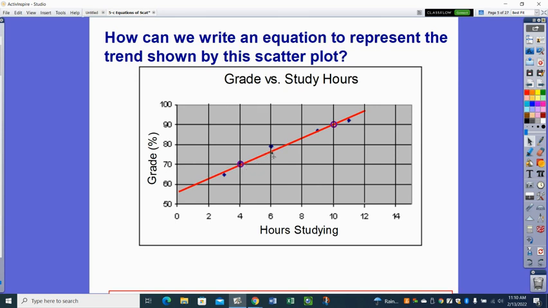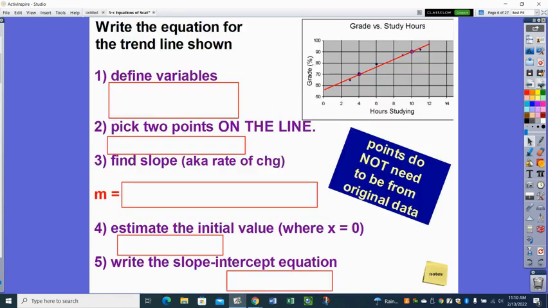We always need 2 points for slope. And right here at the point 10 hours of studying, 90%, I put another ring. Those are the 2 points I'm going to use to calculate my slope.